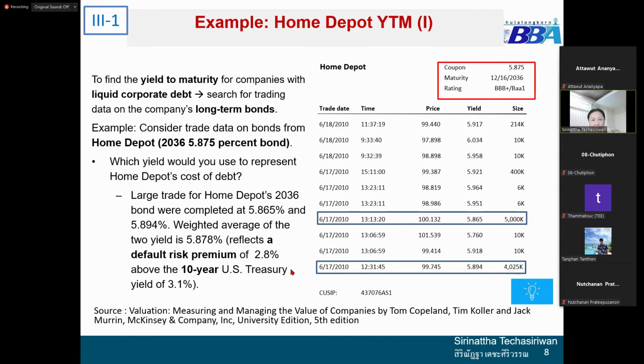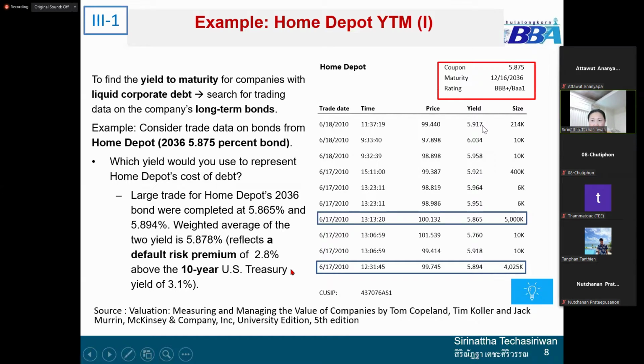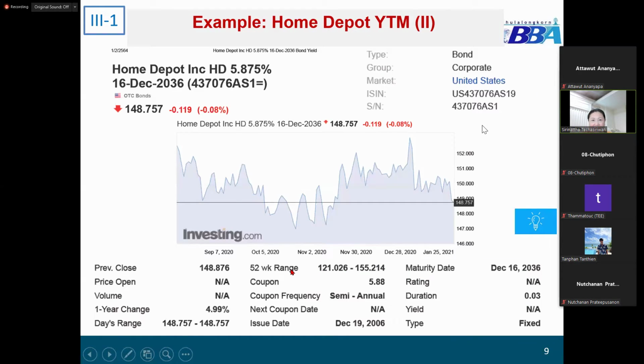Okay, so this is the example, and this Home Depot issue still trades right now. Since I don't subscribe to Bloomberg, I just looked at this from investing.com, but they didn't disclose the yield. It's just the price, and you can notice, right?